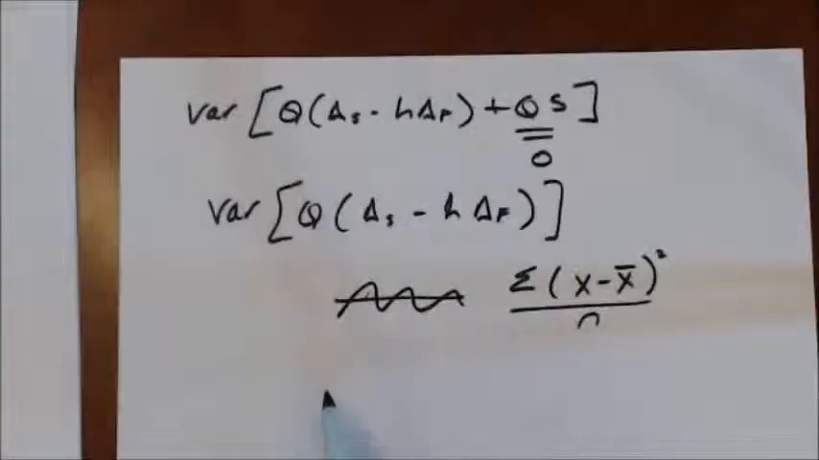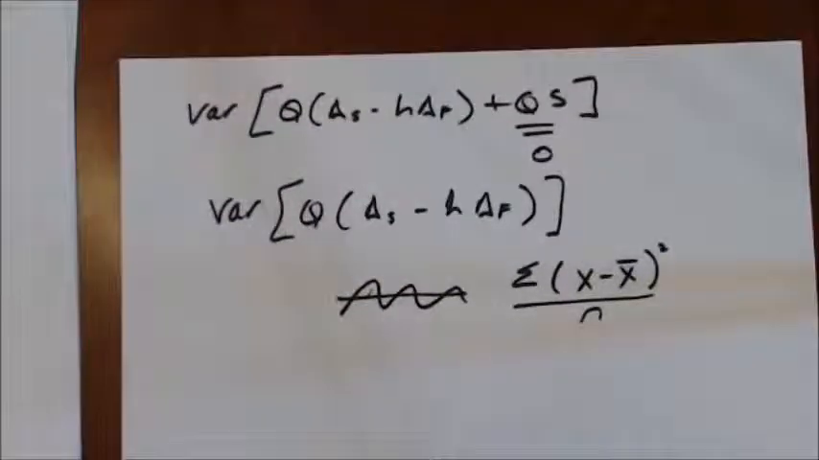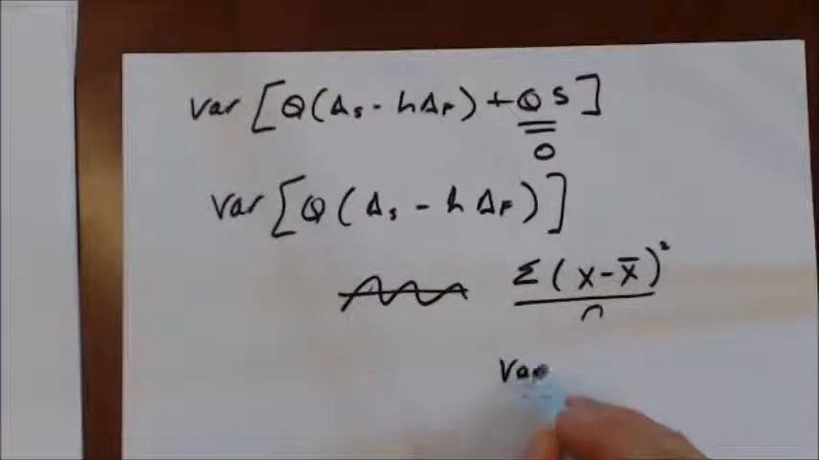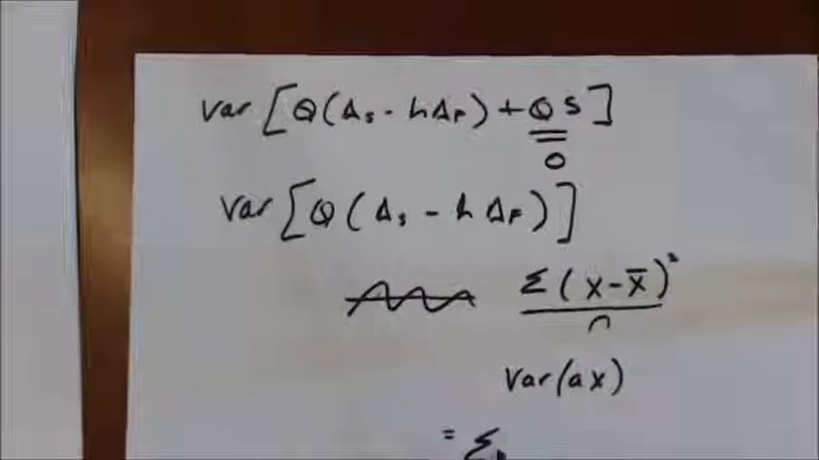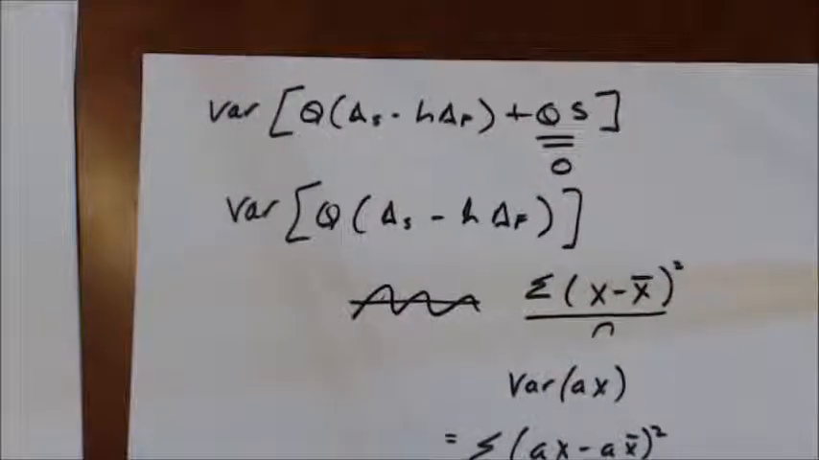And as I've said in footnotes to my own personal notes that I give you, when you want to calculate the variance of A X, where A is a constant, what you're doing is calculating the sum of (A X minus A X bar) squared divided by N, which equals A squared sigma X.